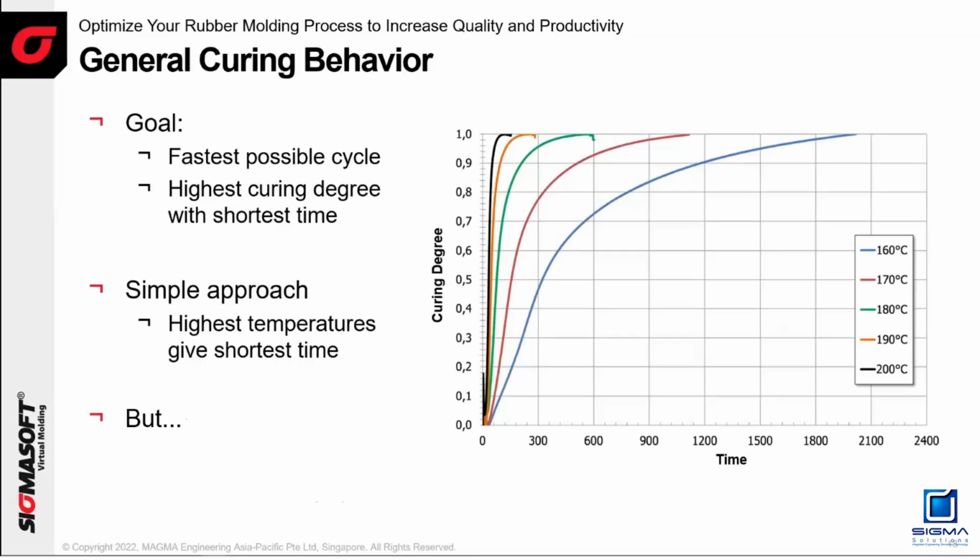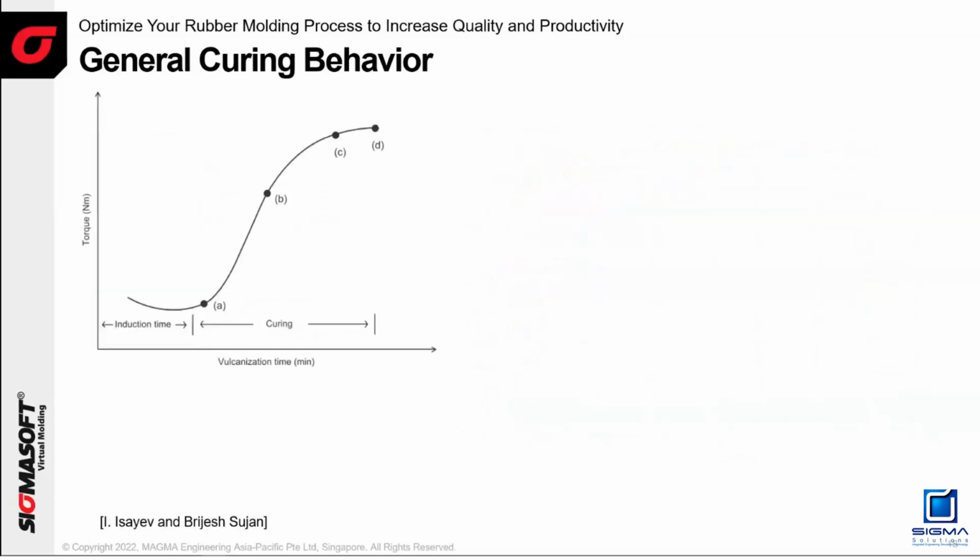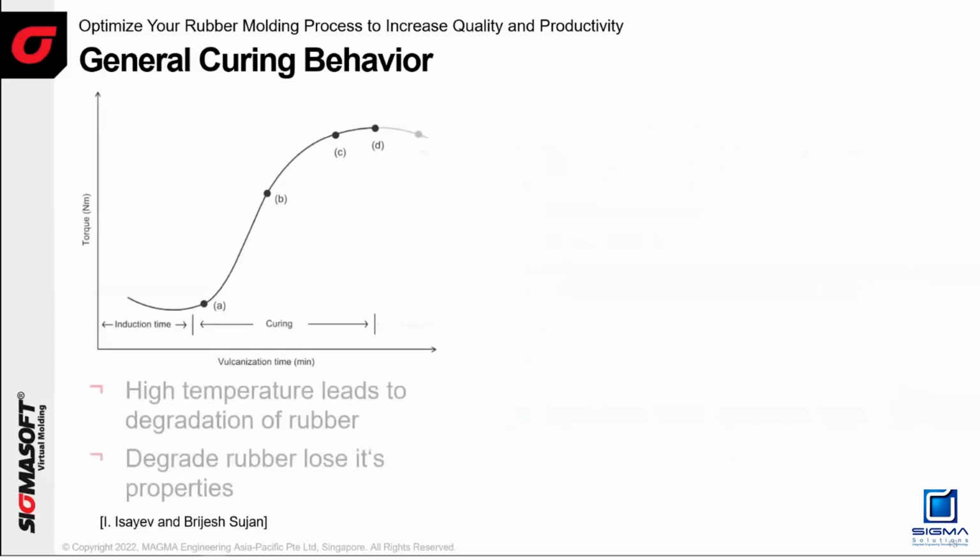The goal here is to increase the curing behavior with a shorter time. From this curve you can see that when you increase the temperature, there is a high chance of reducing the curing time. So it is very simple to understand from this graph. But the problem is when we increase the temperature, it also increases the degradation behavior. With degradation, the rubber loses its properties, which is definitely not what we want.